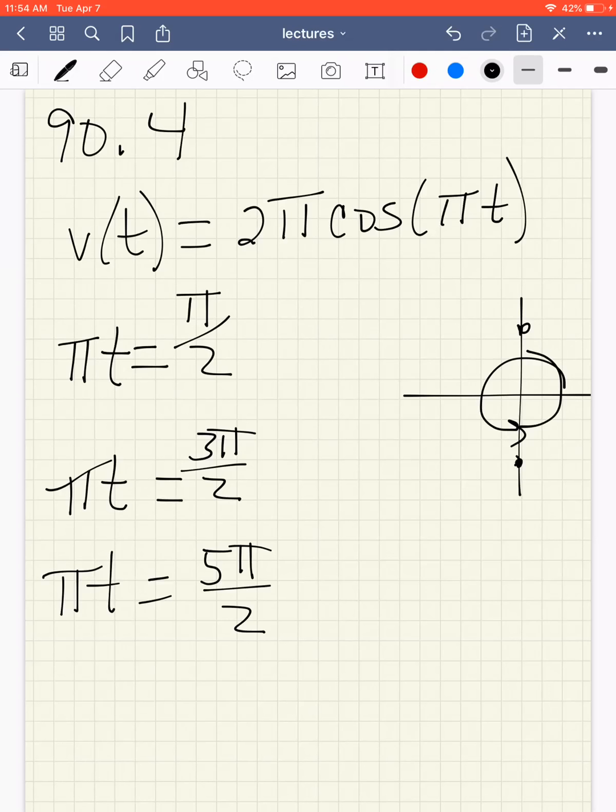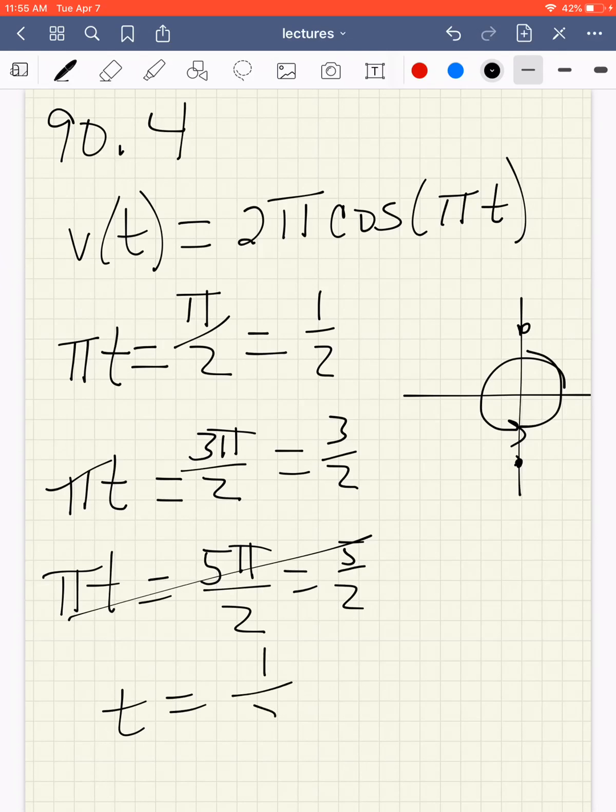We solve this for t. The pi's will cancel, we get 1/2. Here, the pi's cancel, we get 3 halves. Here we would get 5 halves, but that proves to you right there that it's too big, so we'll throw that out. So the only values where the particle would be stationary, or the velocity would be equal to 0, would be at t equals 1/2 and t equals 3 halves.